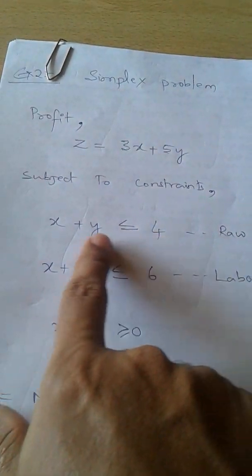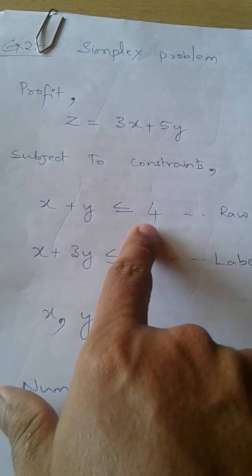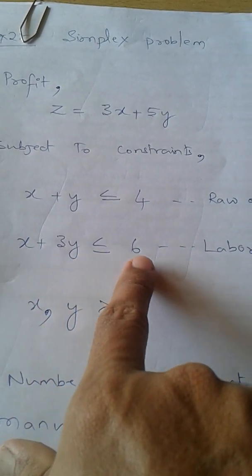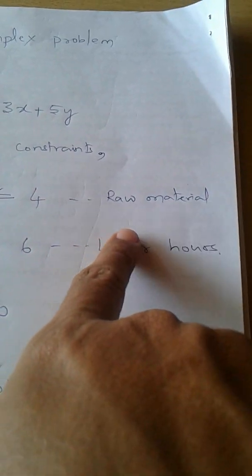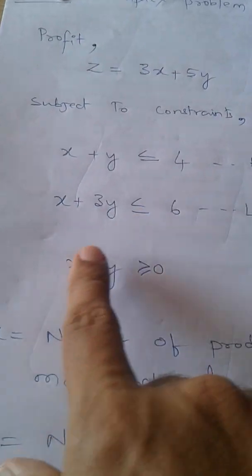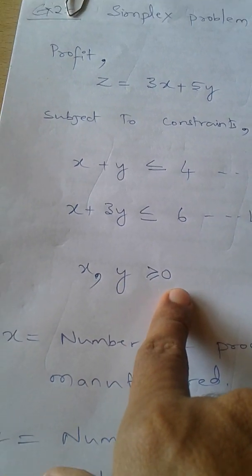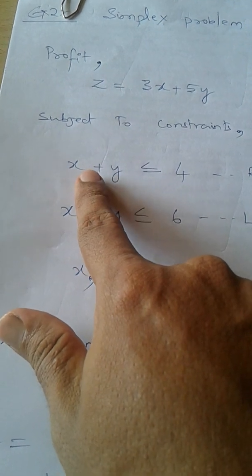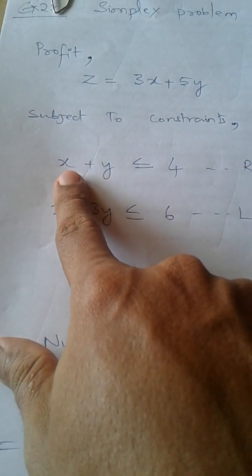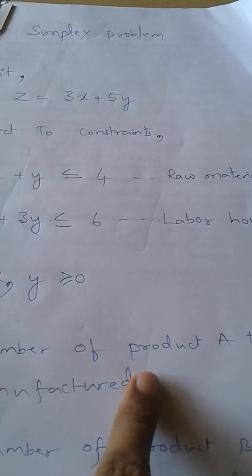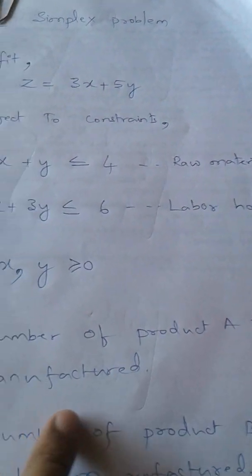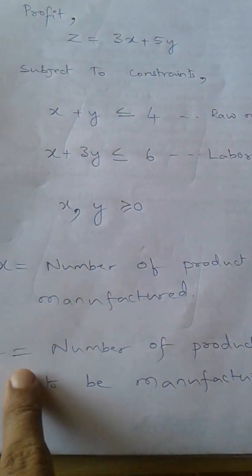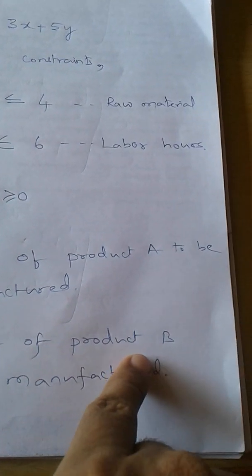The raw material constraint is x plus y smaller than or equal to 4 kgs, and x plus 3y smaller than or equal to 6 hours, that is the total labor hours available. And x, y is greater than or equal to 0. As discussed previously, x is the total number of product A to be manufactured by the company or the firm, and y is again the total number of product B that is to be manufactured.